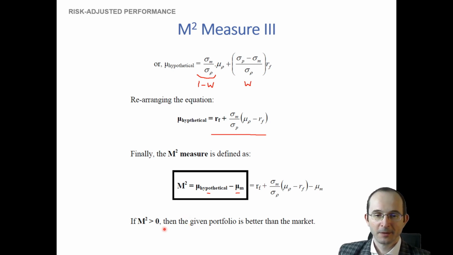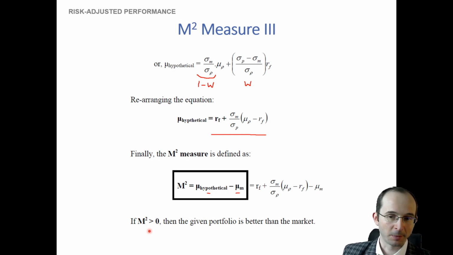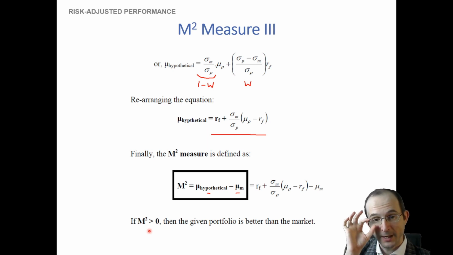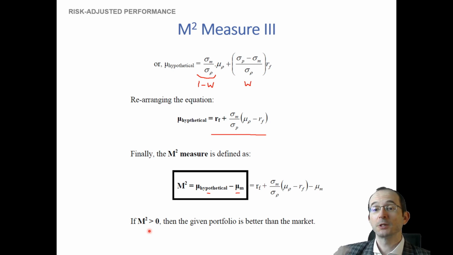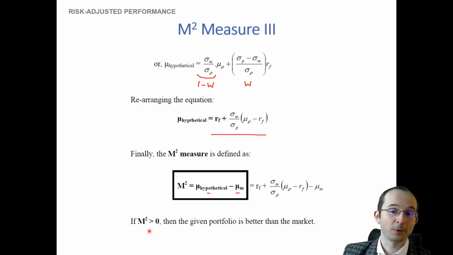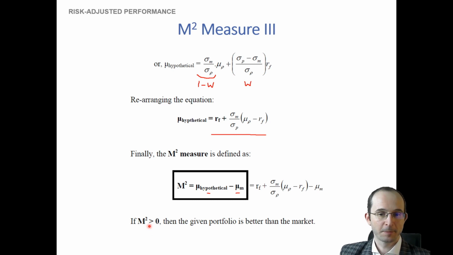And the criterion for the M2 measure is the same as that of the Sharpe ratio. If the Sharpe ratio of our candidate portfolio is higher than that of the market, then once we adjust the candidate portfolio to be as risky as the market, the expected return on that portfolio should be higher than the market's as well, which would then mean that the M2 measure is going to be positive. And if it is, that means the portfolio is better than the market.